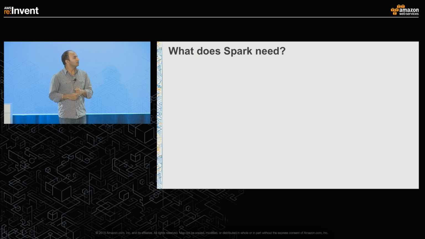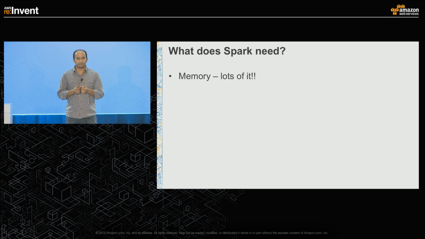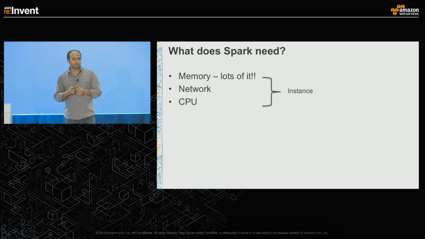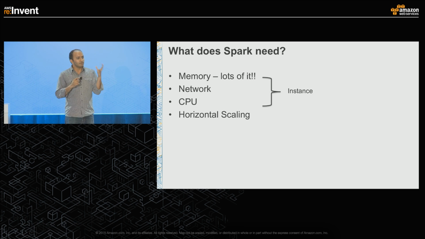So going first into what does Spark need? Spark needs a lot of memory. And then when you're doing some kind of machine learning process, you need CPU, and then you need network. So these three things are required, and these three things combined together form an instance. So you need to select an instance with a proper set of memory, a good networking, and a good CPU based on the workload. And once you have selected the instances, you need to scale out. Spark offers horizontal scaling. So the more instances you add, the more you can scale up your processing.